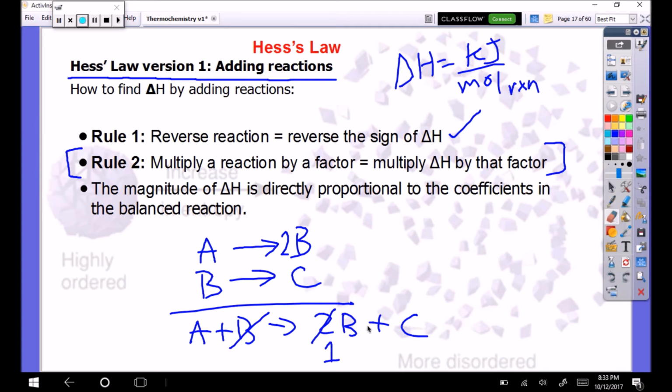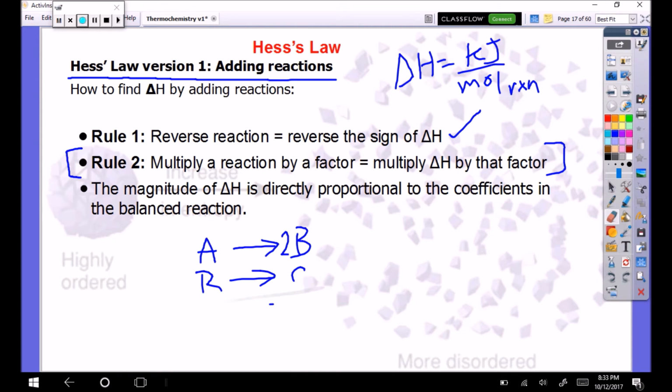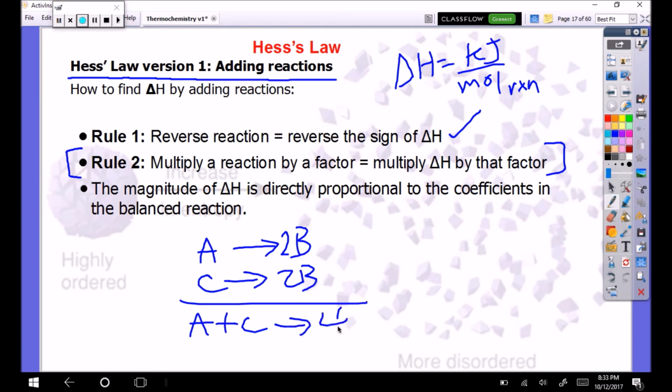Now you could also do something else where you've got things on the same side, so C goes to 2B, and you could have A plus C equals 4B, and add things up that way too. Just keep track of your coefficients because that will be huge for figuring out where things will cancel out, okay?